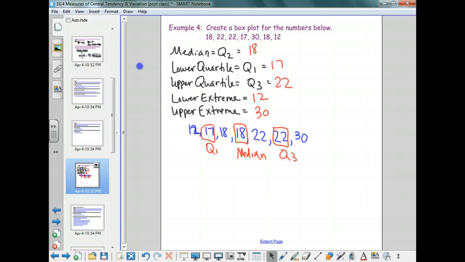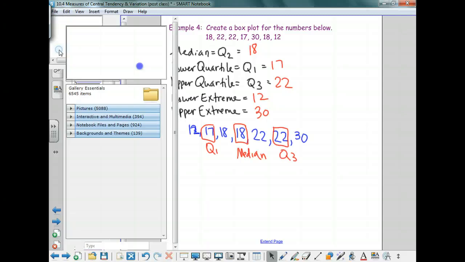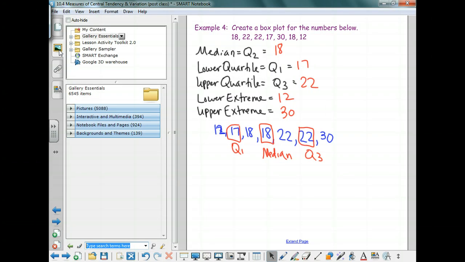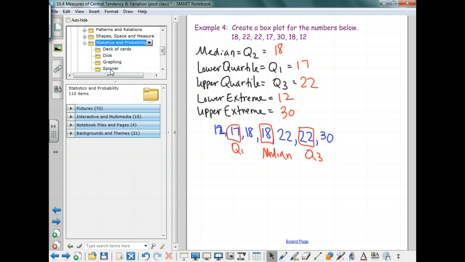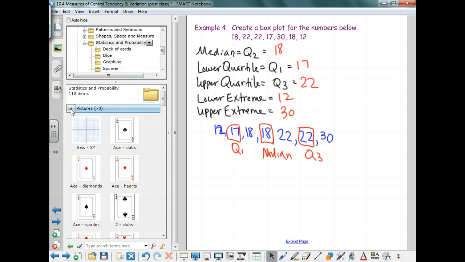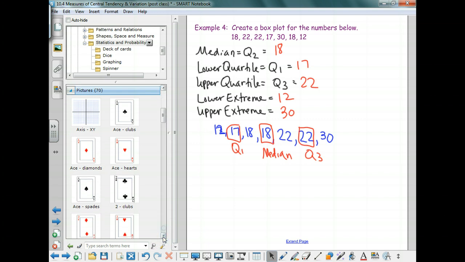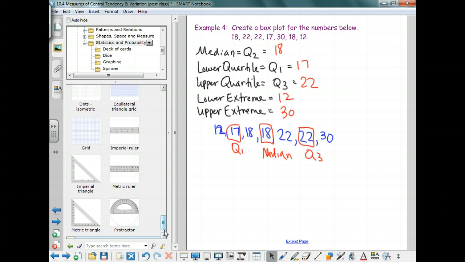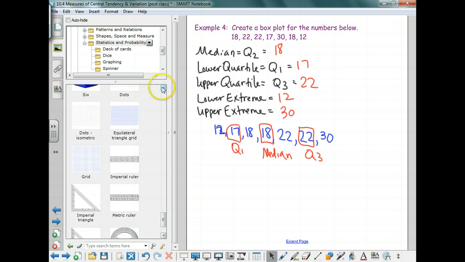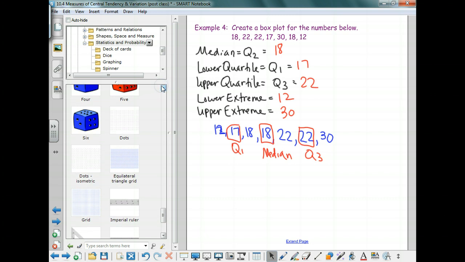Okay, so in order for a box plot to make sense, you've got to have a number line somewhere on your diagram. So we're going to see if I can find my number line. We didn't do such a good job last time finding things, but we did find them, didn't we? Cards. Okay, I could use a ruler, that would be okay. I think there's a number line in here somewhere.